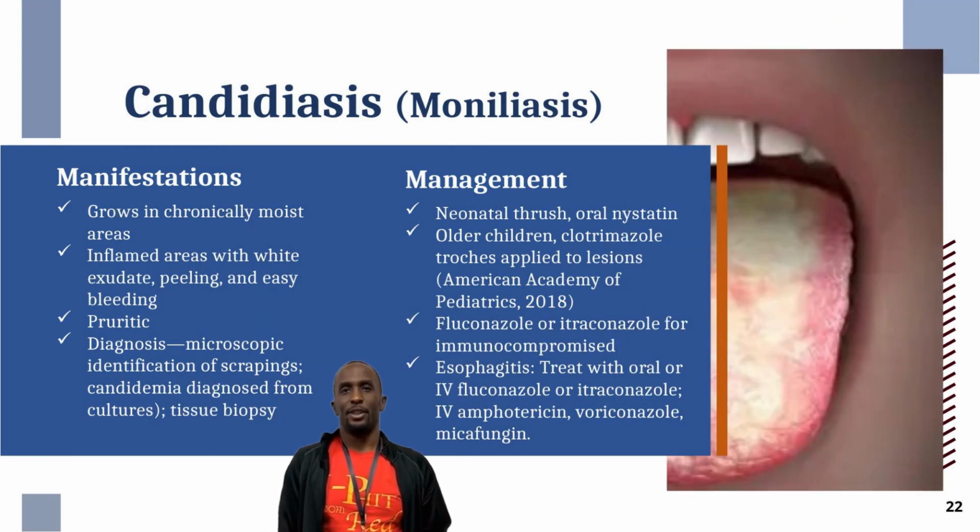Candidiasis thrives in moist areas, presenting with inflamed pruritic regions, white exudate, and bleeding. Diagnosis involves microscopic examination or cultures. Neonatal thrush is treated with oral nystatin, while older children use clotrimazole troches. Immunocompromised patients may require fluconazole or itraconazole. Esophagitis is managed with oral or intravenous fluconazole, itraconazole, or other antifungals.